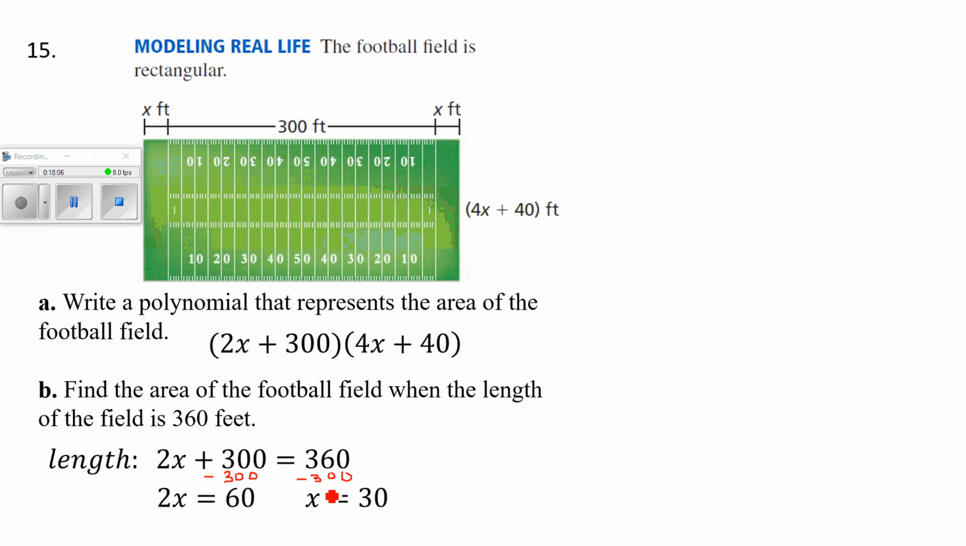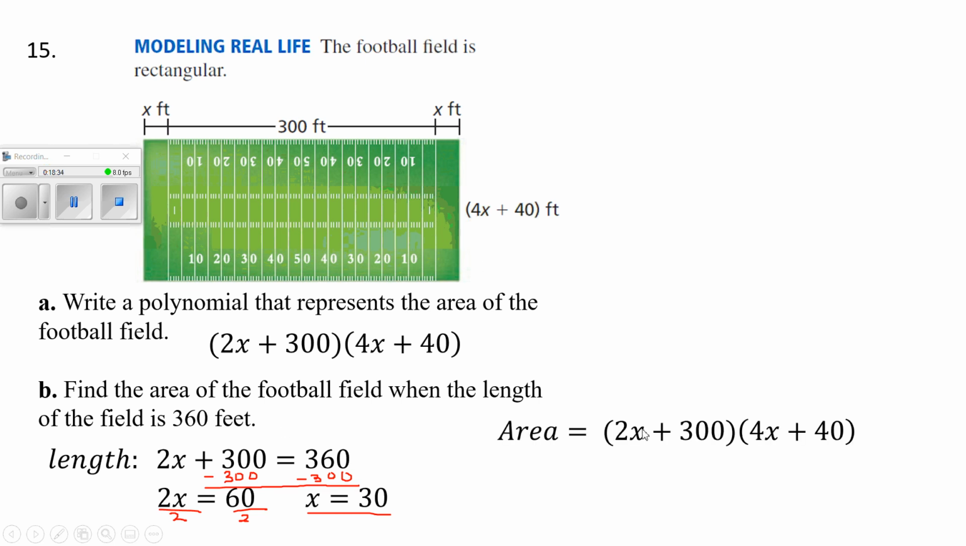We do have to remember to put our line there. That's going to give me 360 minus 300, which is 60, and the 2x comes down. Then we're going to divide each side by 2, and that's going to give us x equals 30. Now that we know x is 30, we can put that back into our problem.